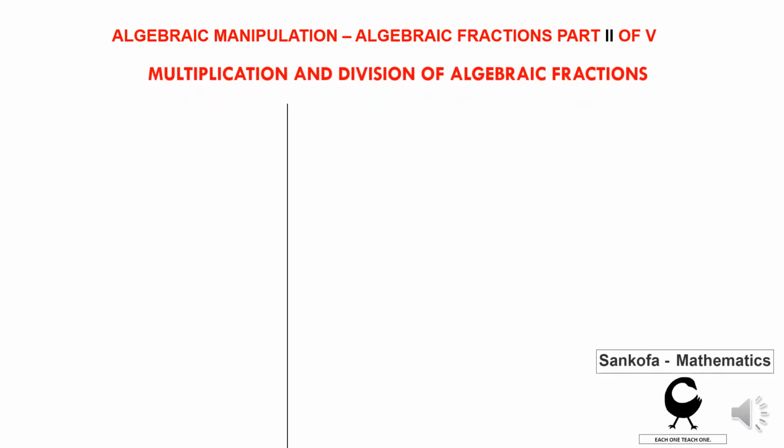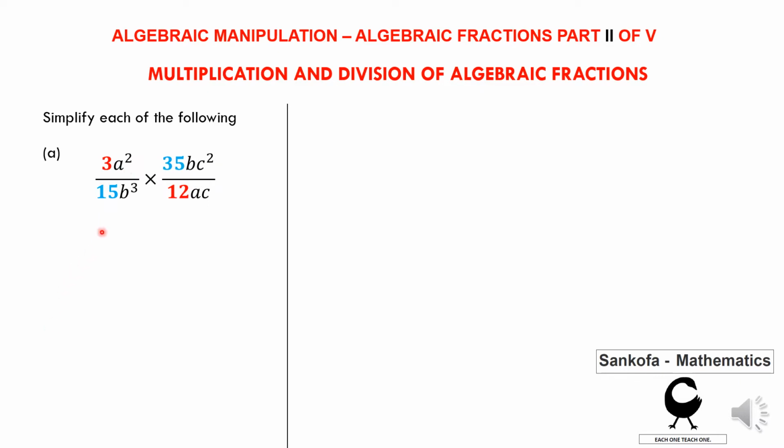So what I have here is a fraction 3a squared over 15b cubed times 35bc squared over 12ac. I take my coefficients and say 3 goes into itself once, and 3 goes into 12 4 times. That's a common factor. Another common factor is 5, which goes into 15 3 times, and 5 goes into 35 7 times. I'm trying to simplify that.